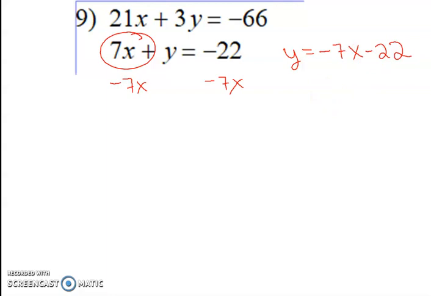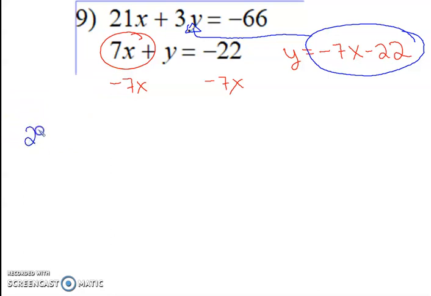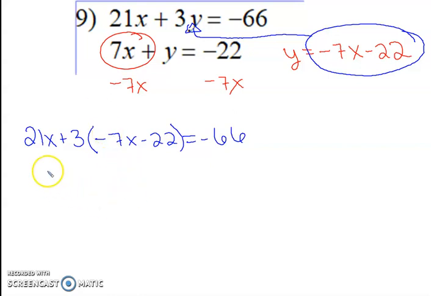Okay, here's where people struggle with this. You guys know how to rearrange. All of that is going to go into the other problem, the one we did not rearrange, where the y is 21x plus 3 times, so I need the parentheses, negative 7x minus 22 equals negative 66. So now we're talking distribution.